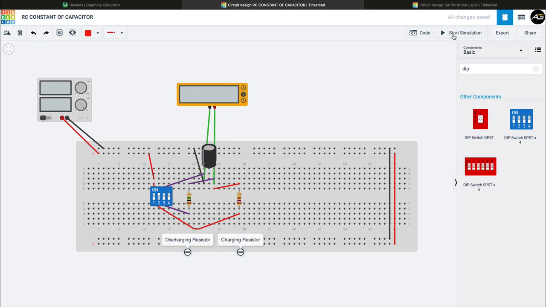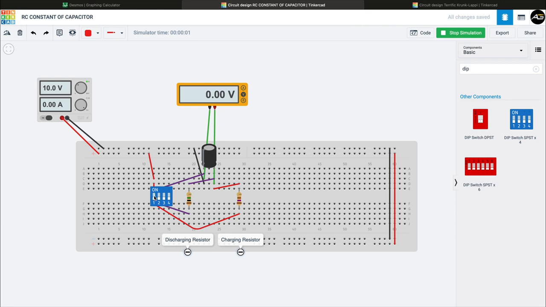So we can start simulation. This is the switch for charging, and this is the switch for discharging. Okay.